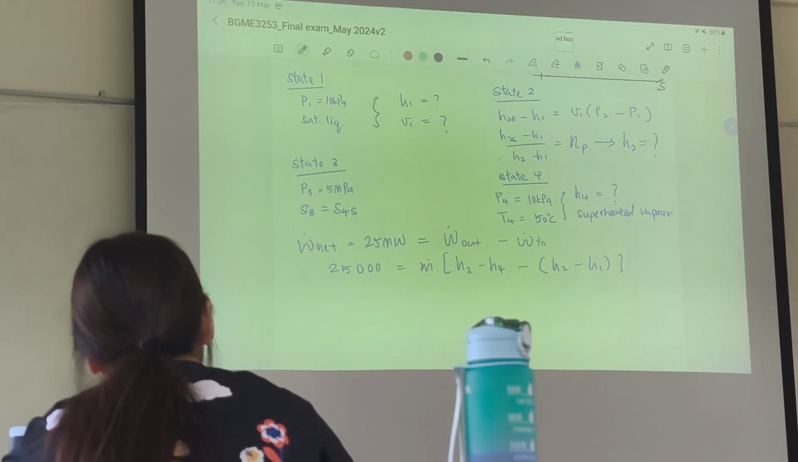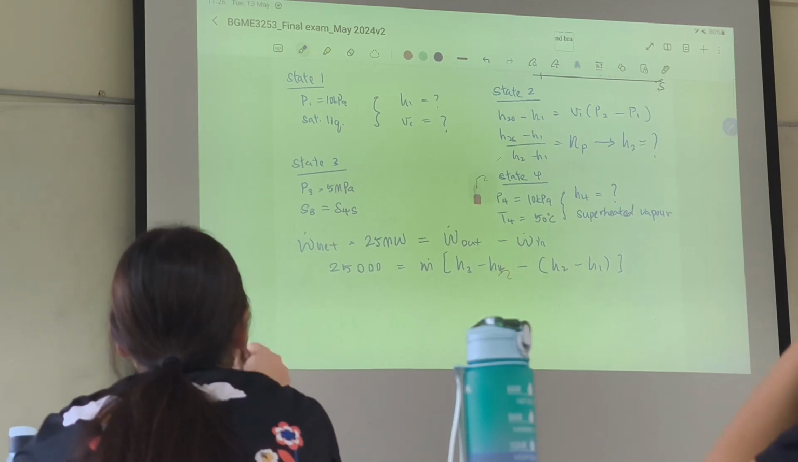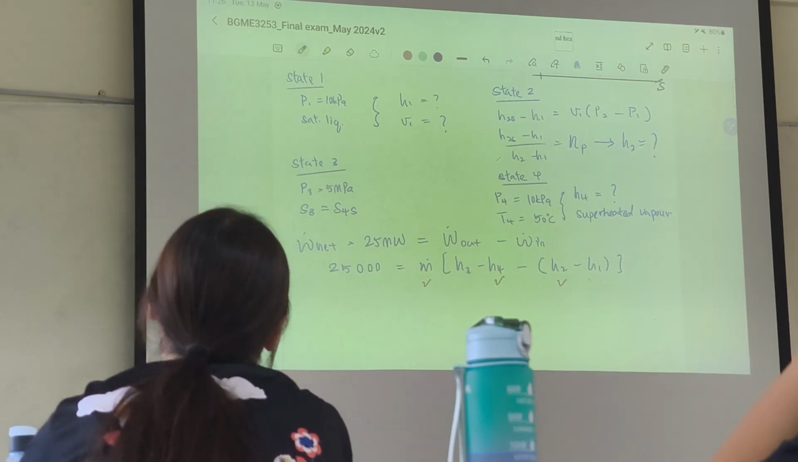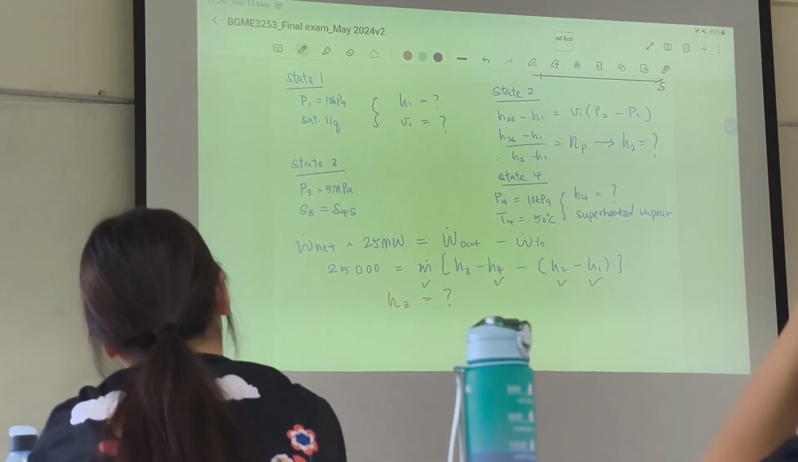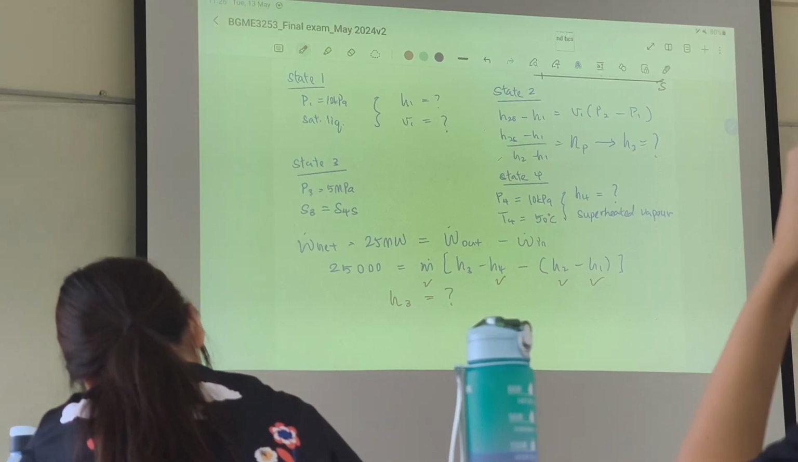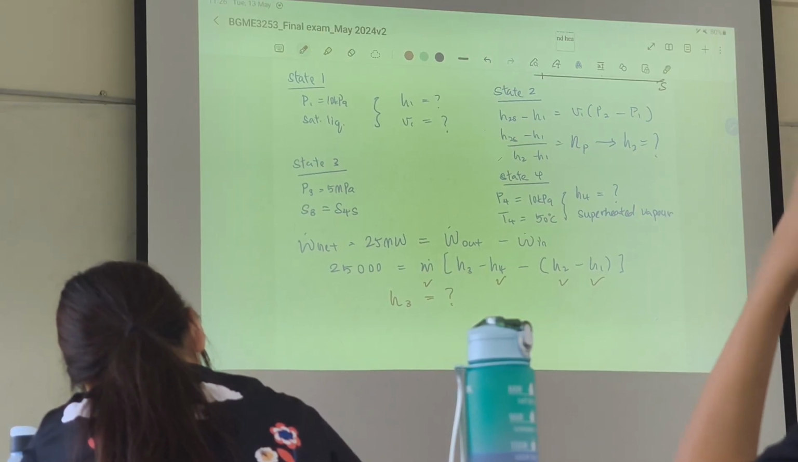So here in this case, you have H4, you have mass flow rate, you have H2, you have H1. So from here, you can find H3. So you can always look at what you have, so what the question gives you and what you have here.